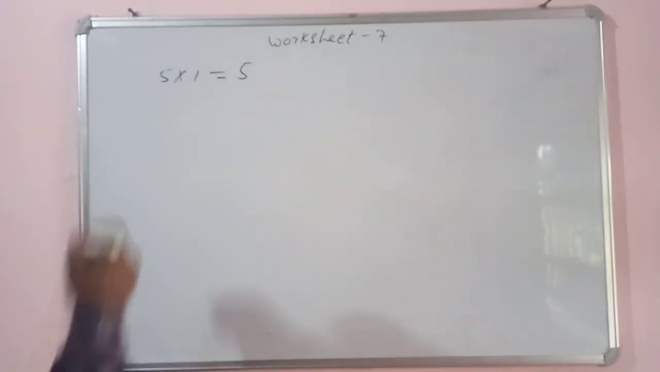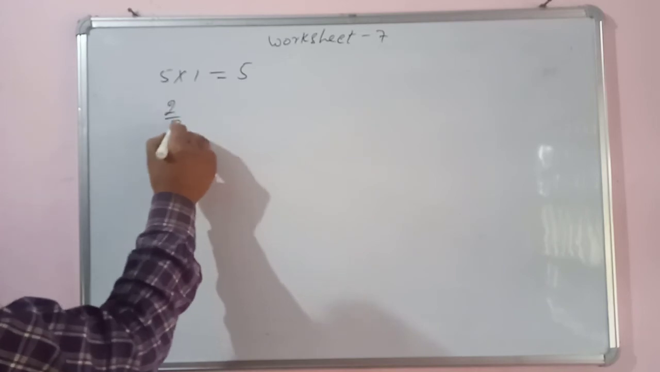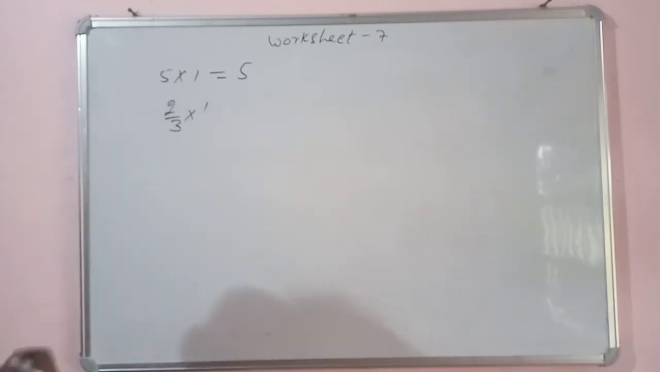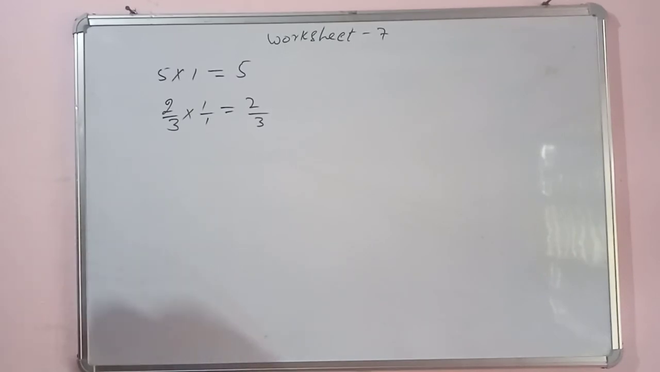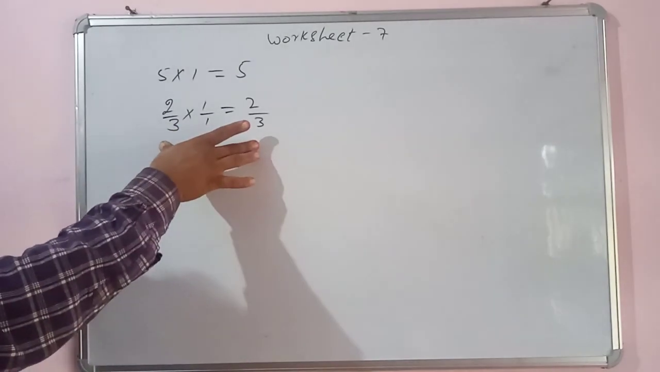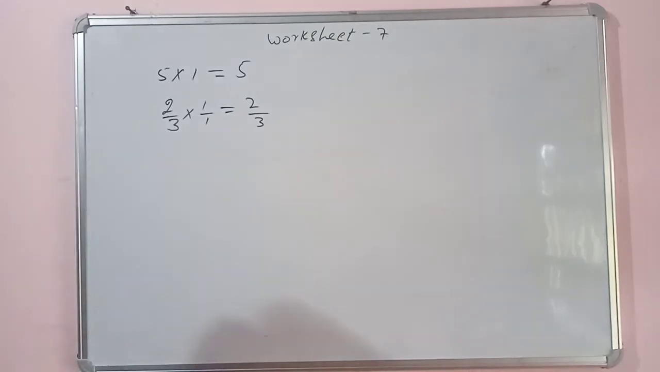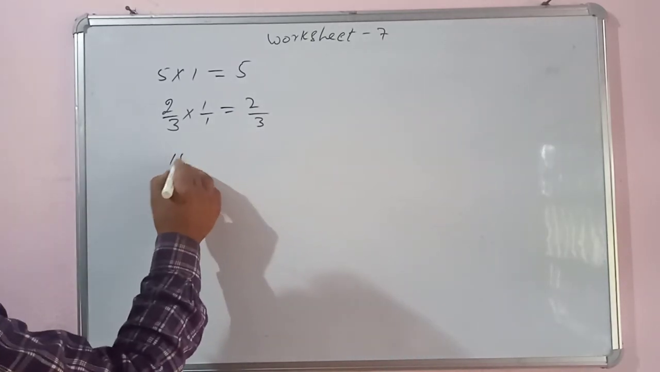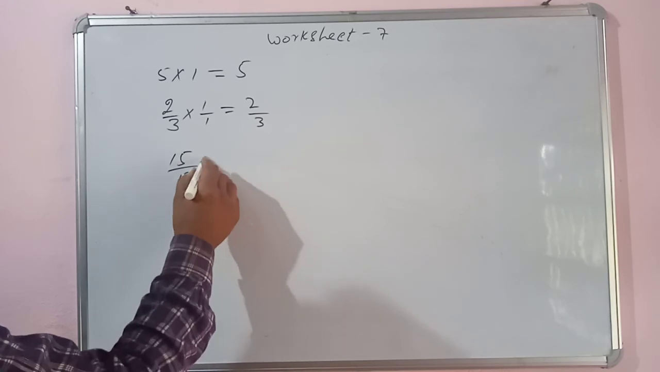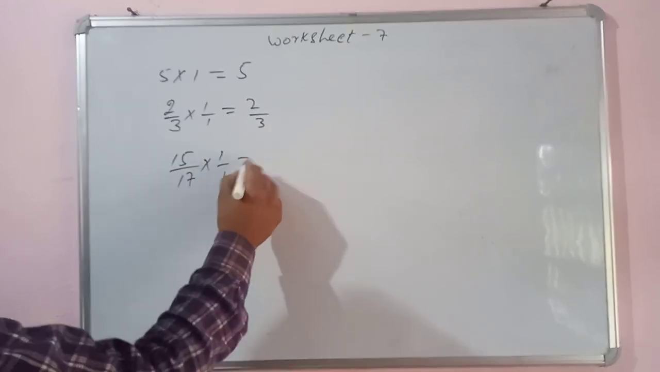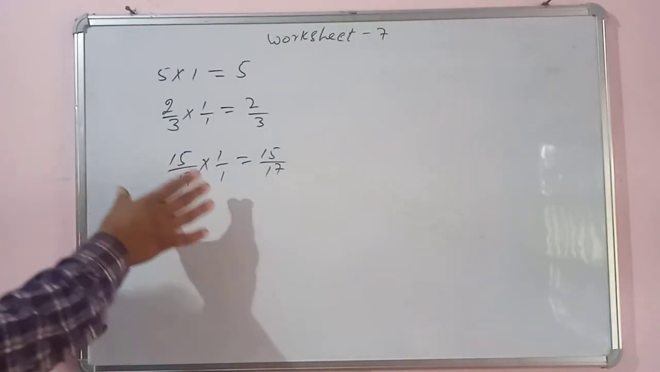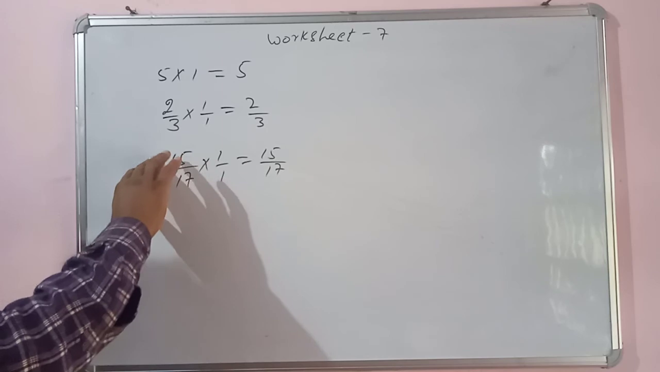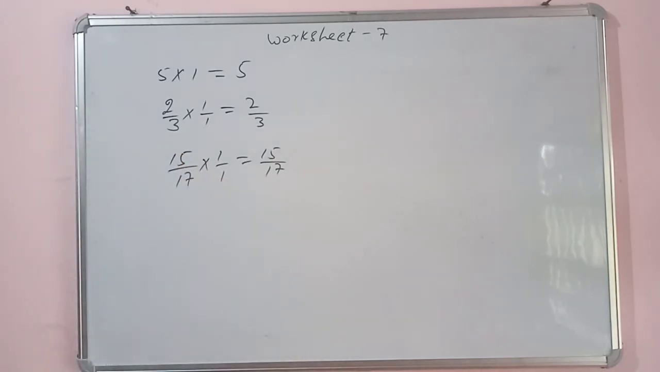Similarly, if we multiply 2 by 3 with 1, what is the meaning of 1? That is 1 by 1. So it is 2 1s are 2 and 3 1s are 3. The answer comes the same fraction. Similarly, if we multiply 15 upon 17 with 1, then what is the answer? It is again 15 over 17. So when we multiply any fraction with 1, the answer always comes that number or that fraction.